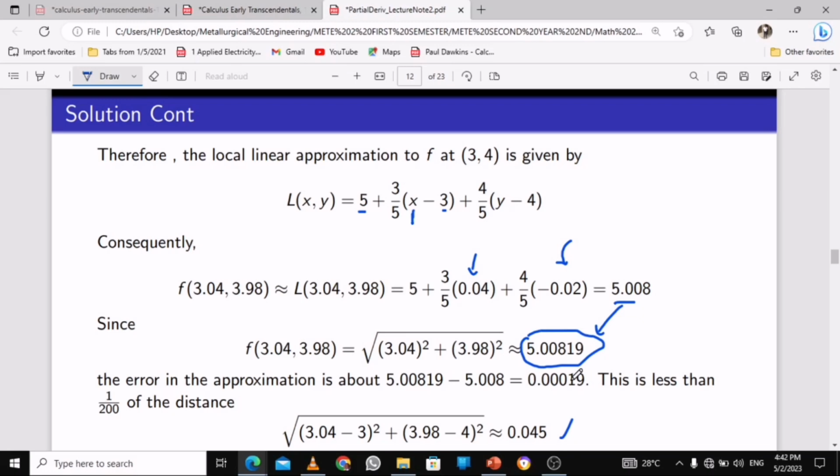So this is what you should know about the local approximation, and it's very simple to do. So thank you.